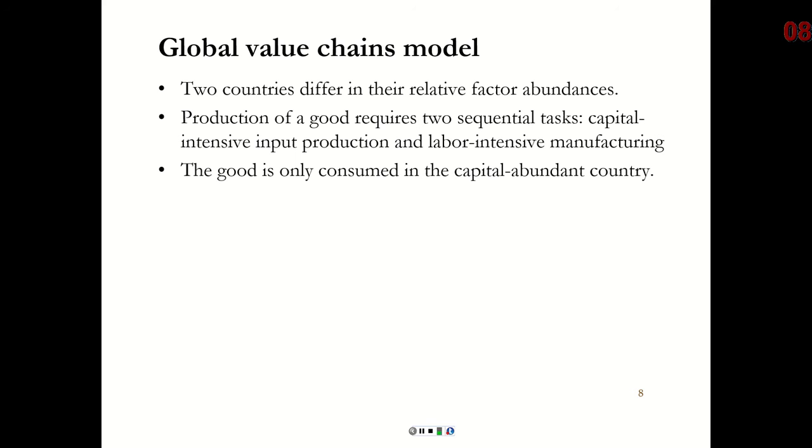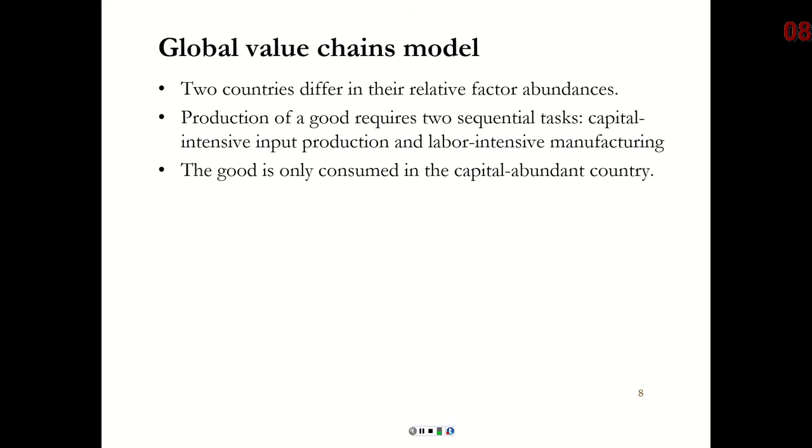Okay, but now what we assumed last time is that in order to produce one single good, you actually need to have two tasks that have to be completed. You need to have first a capital intensive input being made. For a computer, it might be a semiconductor. And then secondly, once this input has been made, you have to put this input into a final good through manufacturing. And we're going to assume that manufacturing is more labor intensive in nature.